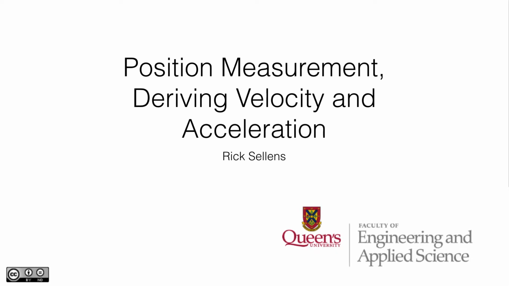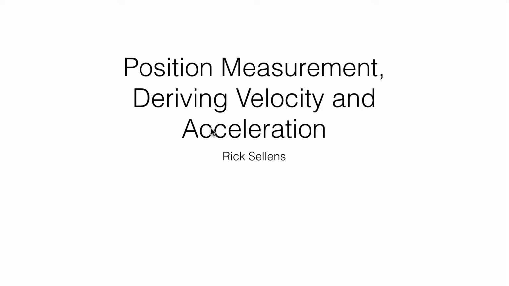In mechanical engineering, there are a lot of situations where we'd like to know the position or velocity or acceleration of an object, or all three, in order to know where it is, where it's going, and how quickly it's going to get there. So in this video, we're going to talk about a small selection of techniques we can use to measure position, and from that position measurement, derive the velocity and the acceleration.